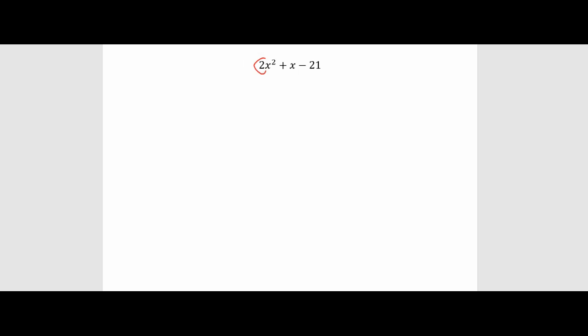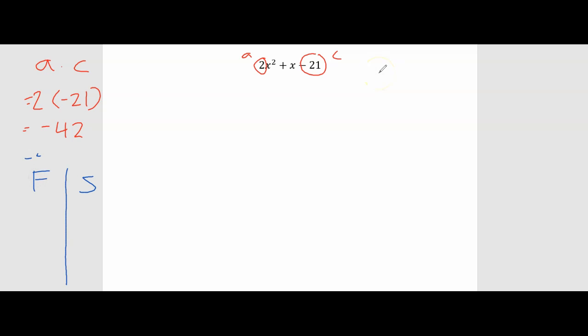Okay, so A times C, 2 is our A, negative 21 is our C, make sure you include that negative sign. A is 2, C is negative 21, so this gives me negative 42. So when I set up my factor sum chart, I want to find factors of negative 42 that sum to 1. 1 is my B value, right? It's not written there, but we can consider it 1 because it's 1x. Now we need to think of factors of 42. And if 42 is negative, well, we're going to have one negative factor, one positive factor.